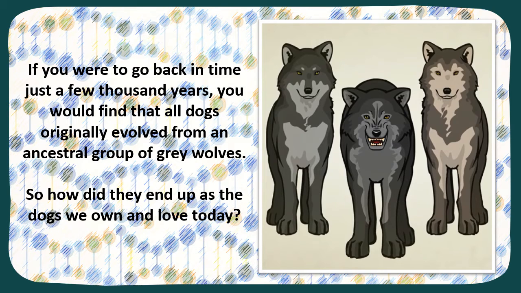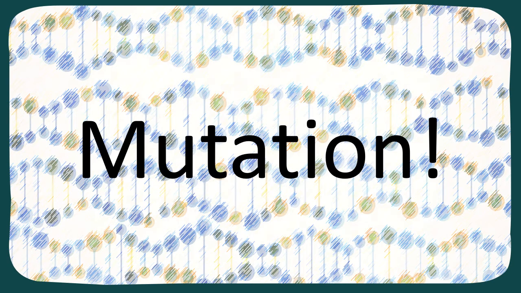Now, if you were to go back in time, just a few thousand years, you'd find that all dogs originally evolved from an ancestral group of grey wolves. So, how did they end up as the dogs we own and love today? So we know that all of these dogs, my lovely little fluffy tiny dog, maybe your big massive strong dog, they've all got a common ancestor, and that's wolves. So how did I end up with my fluffy little dog and you end up with your massive strong dog? Let's find out. So it was a form of mutation.